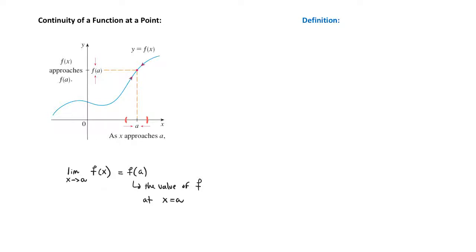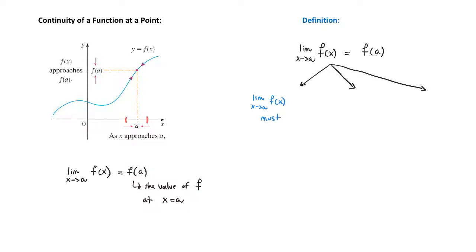So when we write this limit, the limit as x approaches a of f of x equals f of a, there are three assumptions that we are making. Three assumptions. Number one, the limit as x approaches a of f of x must exist. That's what we're saying. This limit over here has to exist.